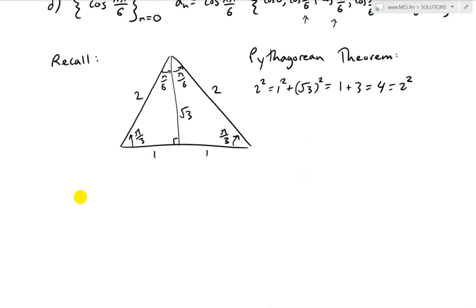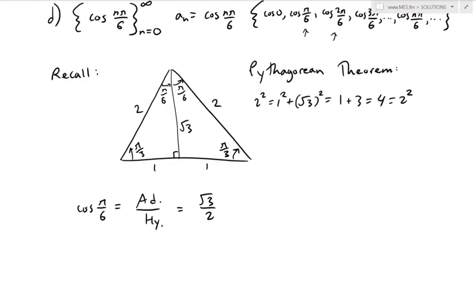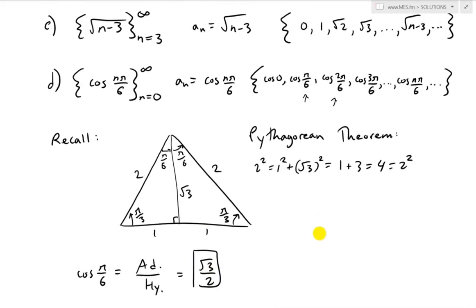So what we have is cosine pi over 6, that's this right here, is equal to, well, remember, just adjacent over hypotenuse. So it equals square root 3 over 2. Yeah, so I'll just circle this one, just to indicate that we got this point.